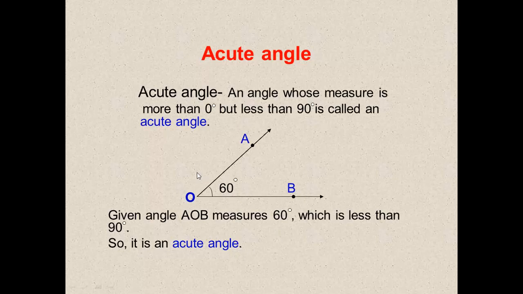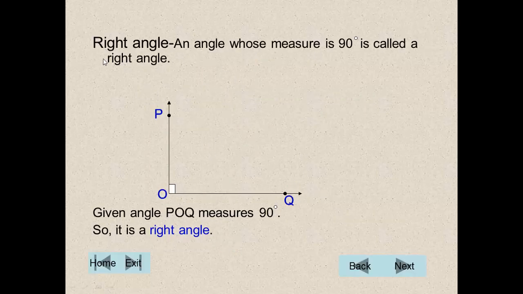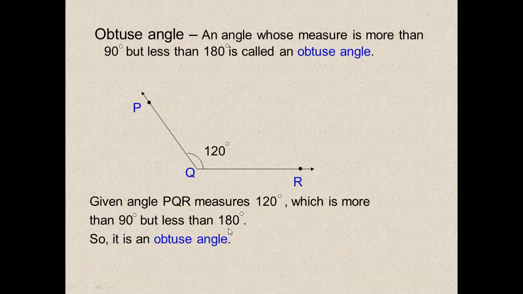Okay, so this is an angle greater than 0 and less than 90. Any angle greater than 0 and less than 90 is called an acute angle. Okay, right angle: an angle whose measure is 90 is called a right angle. Given angle BOQ measures 90, so it's a right angle.